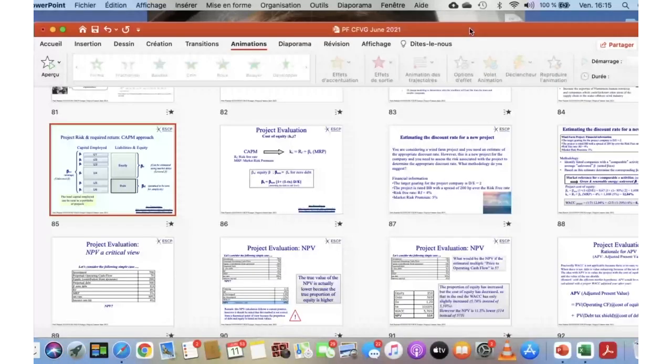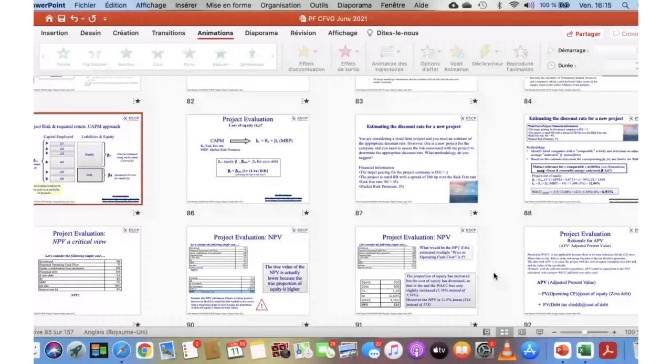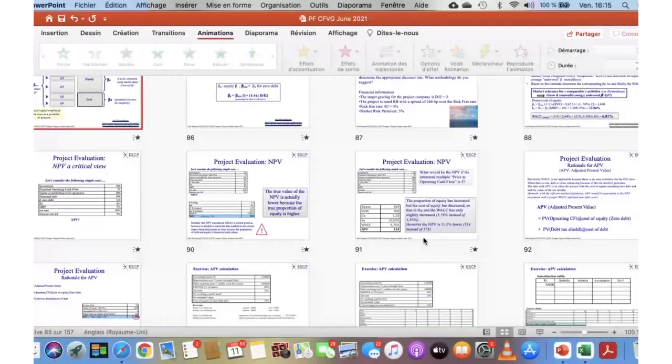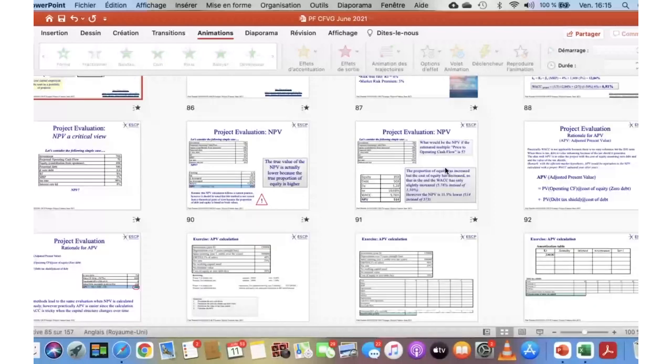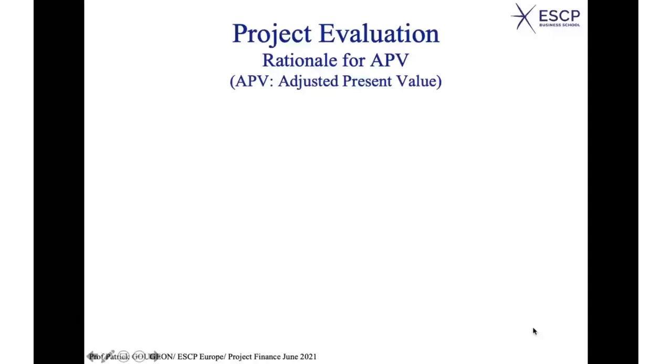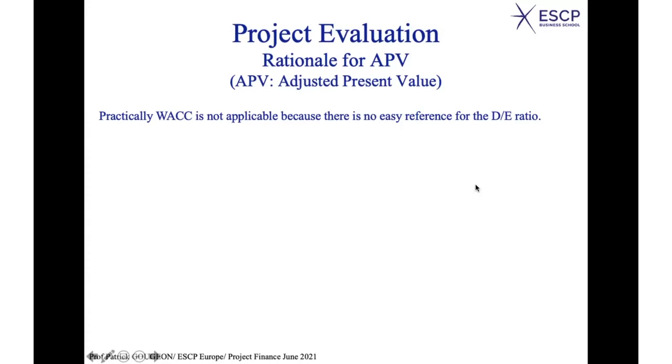So let's come back to where we were. So let's look at this, let's say, extended approach to NPV, which we call the APV, stands for adjusted present value. So the first point to consider is that practically, the WACC is a concept which is easy to understand, but is it really applicable? In the case of project finance, the answer is definitely no.